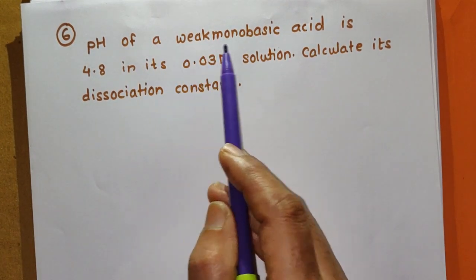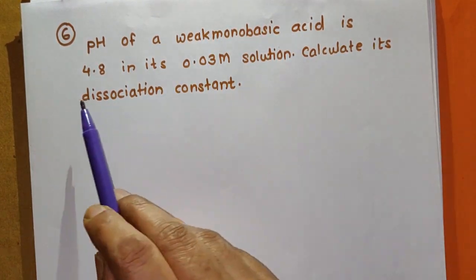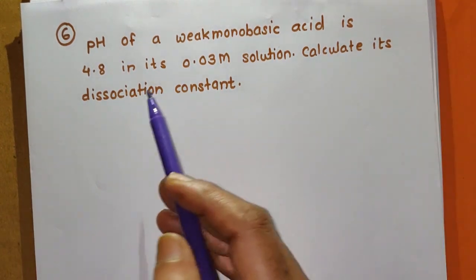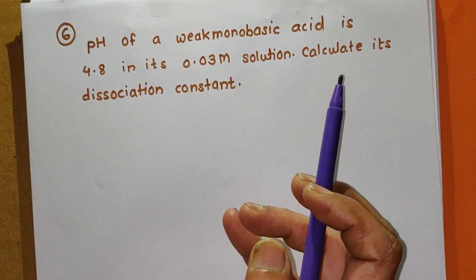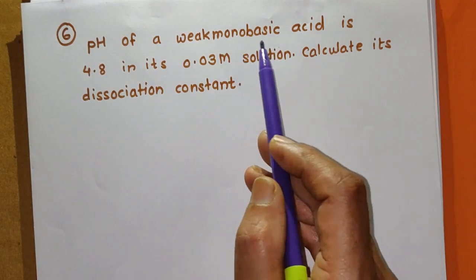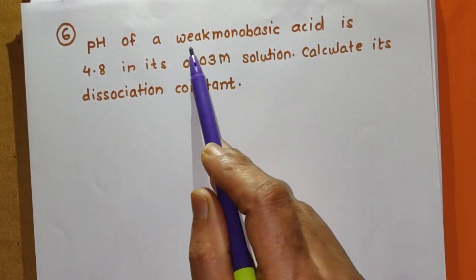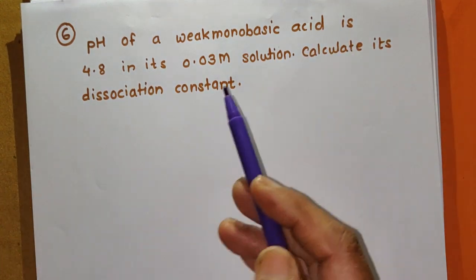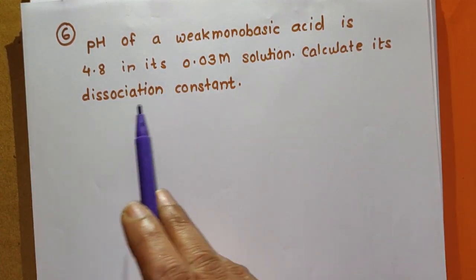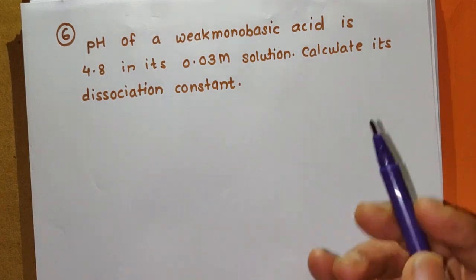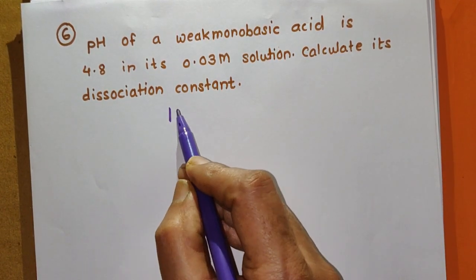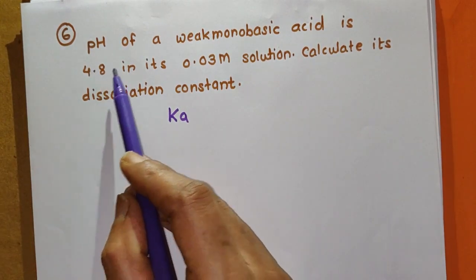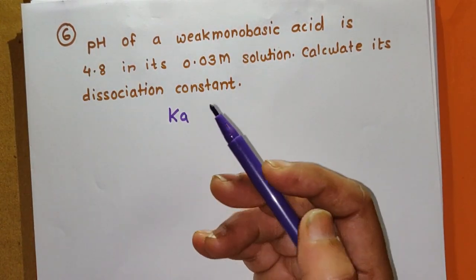The pH of a weak monobasic acid is 4.8 in its 0.03 molar solution. Calculate its dissociation constant. Now here it is given directly, the acid is weak and it is a weak monobasic acid, and its pH is given. You have to calculate its dissociation constant. What is the dissociation constant of an acid? It is Ka. And what is the relation between Ka and the concentration of H plus ions?